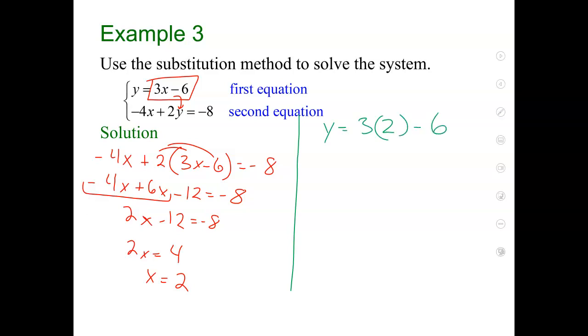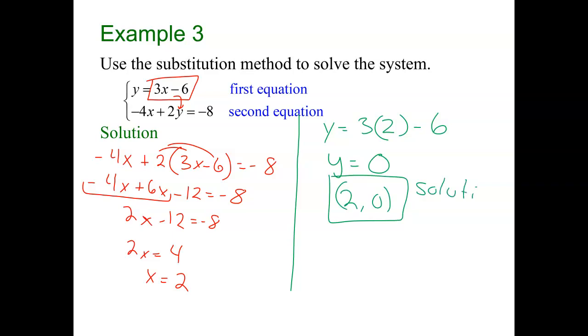What's 3 times 2? 6. 6 minus 6. 0. So y equals 0. So what is the ordered pair where the 2 lines meet? 2, 0. 2, comma 0 is the solution. Now, if you're given 2 equations where you don't have a variable by itself, you need to rewrite it. A lot of times people do slope-intercept form. That's fine. Doesn't matter. You just get a variable by itself. And then you can plug it into the other equation.